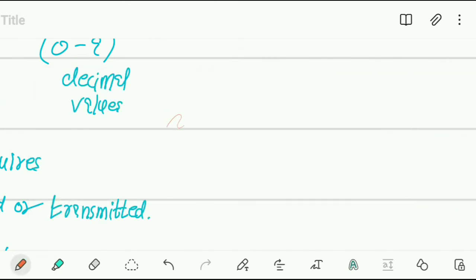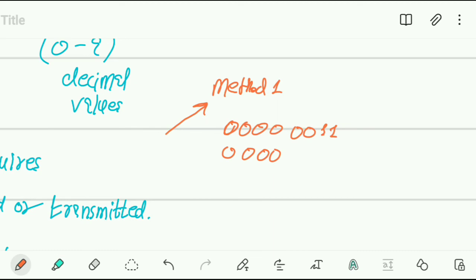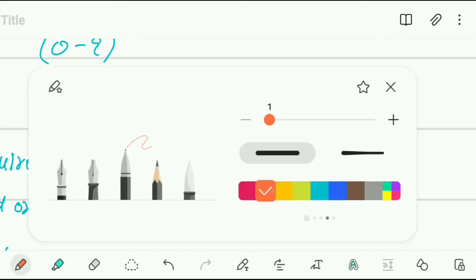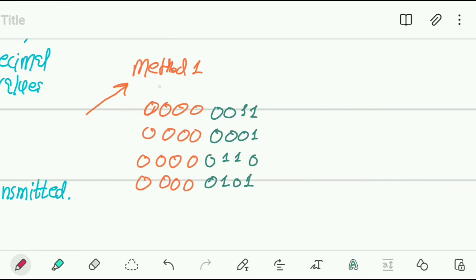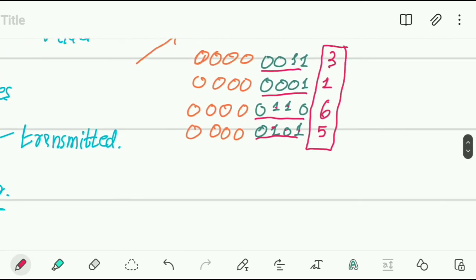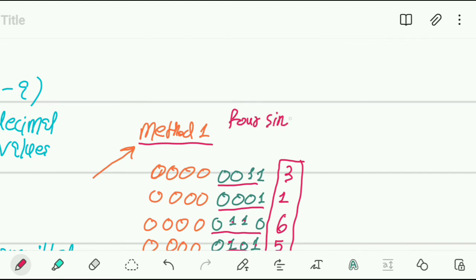So there is method 1. It could be in this way, like 0 0 0 0 0 0 1 1 0 0 0 0 0 0 0 1 0 0 0 0 0 1 1 0 0 0 0 0 0 1 0 1. You can store these in a 4-byte way. Each byte has a nibble in which we store the values. This is 3, this is 1, this is 6, and this is 5. So this is how you can represent it in method 1, in 4 single bytes.